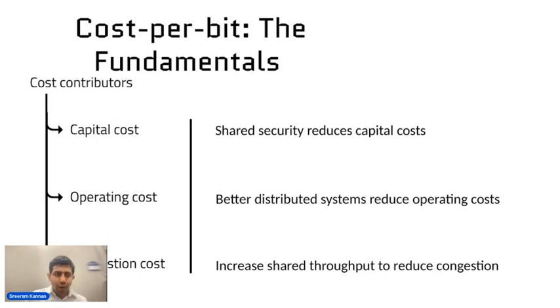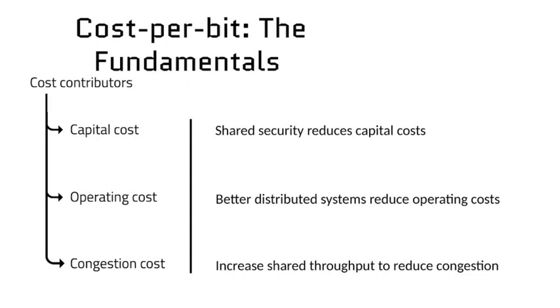If you look at transaction cost per bit, you can look at what are the fundamental contributing factors to this. I think there are three basic contributions to the transaction cost. Number one is the capital cost. The capital cost is basically you need staking. If you want security, you need staking. And if you have staking, then there's a certain opportunity cost of capital. So that's the first contributor to the capital cost. The second contributor is operating cost.